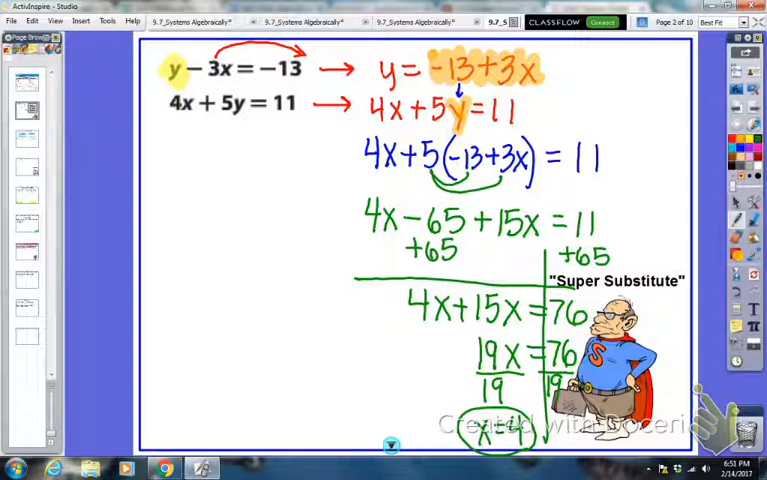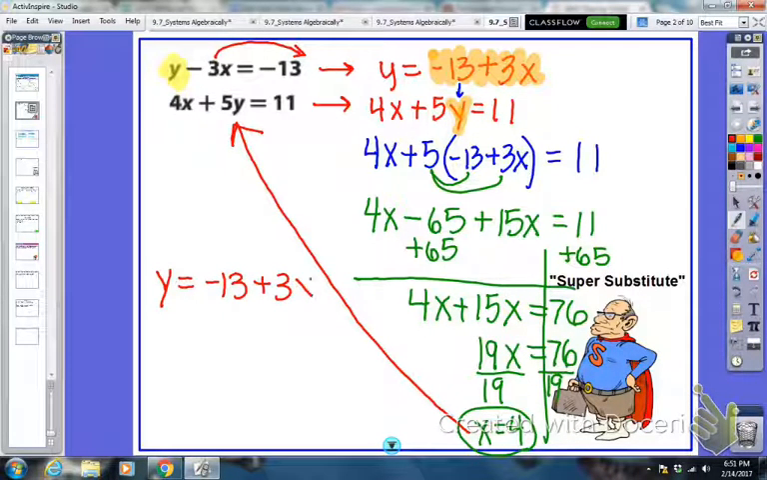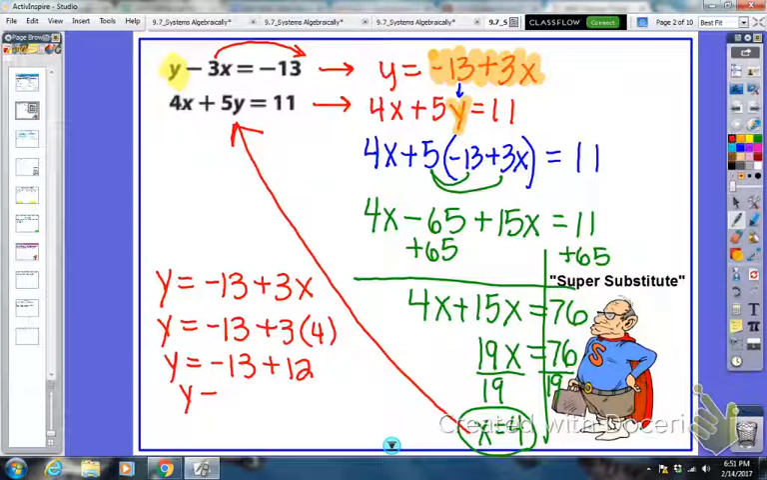So that's only half of my ordered pair. Remember, we need an x, y. So I'm going to substitute my 4 for x back into one of the original two. So I'm going to choose the first equation. And we're going to look at the way we rewrote it. So this is -13 plus 3x. So that was the top equation solved for y. So instead of an x, we're going to replace that x with a 4, because we think x is 4. And this will be y equals -13 plus 12, and y equals -1.